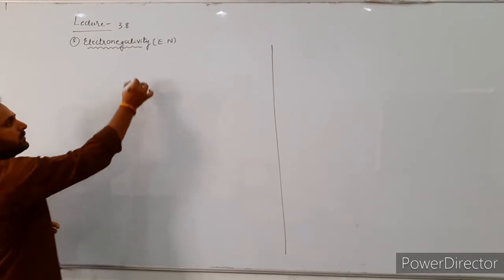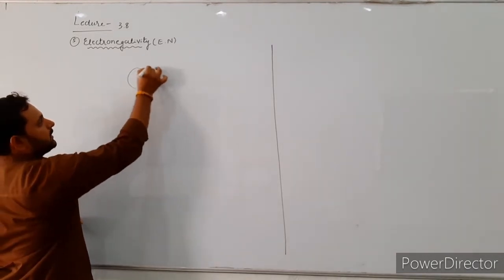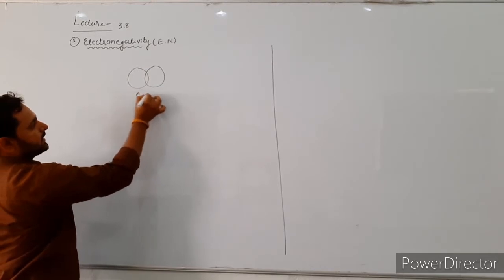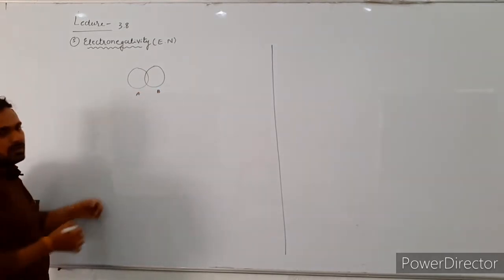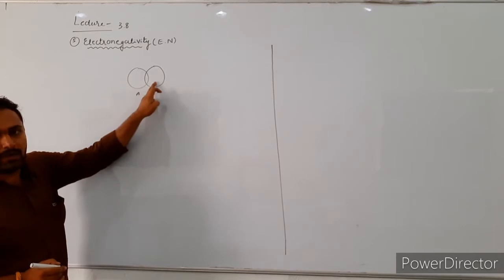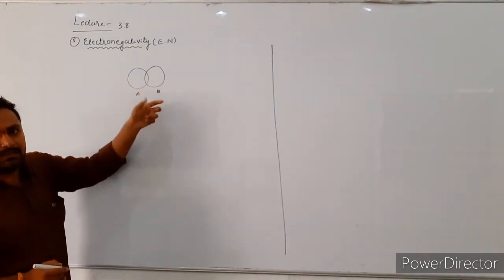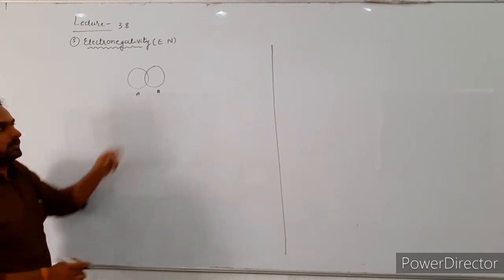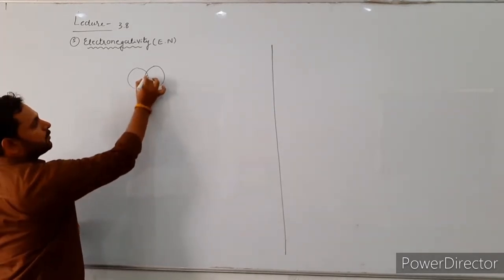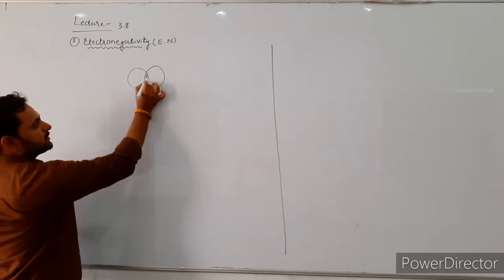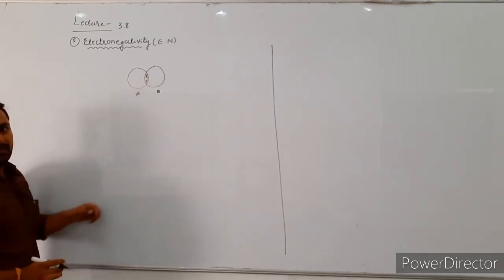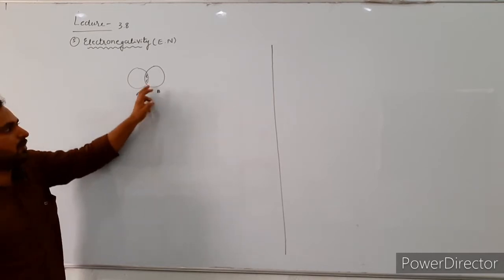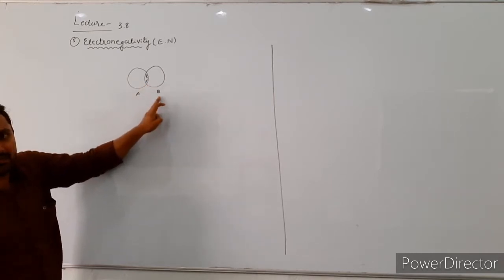Just I am taking a covalent molecule. In a covalent molecule, both atoms are covalently bonded. This is A atom and this is B atom. Both atoms are covalently bonded. What is the meaning of that? That means both atoms shared an equal number of electrons. A atom shared 1 electron, B atom also shared 1 electron. When both atoms share an equal number of electrons, then a covalent bond will form between A and B.